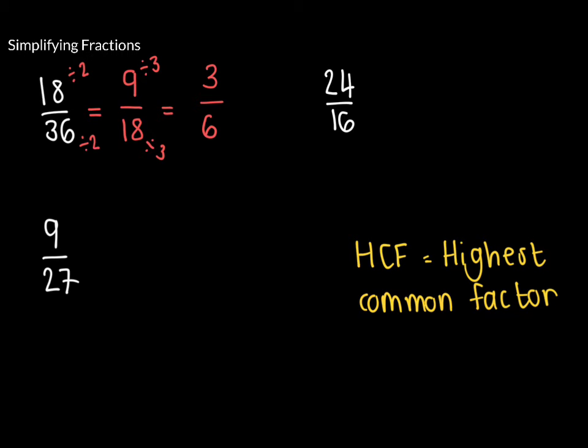And then if we look at 3 over 6, we're still not quite done, because there is still another number that we can divide into 3 and 6. So we can divide again by 3. We have 3 divided by 3 here and 6 divided by 3 over here. 3 divided by 3 is 1, and 6 divided by 3 is 2. And there we have it. Our answer is also a half.